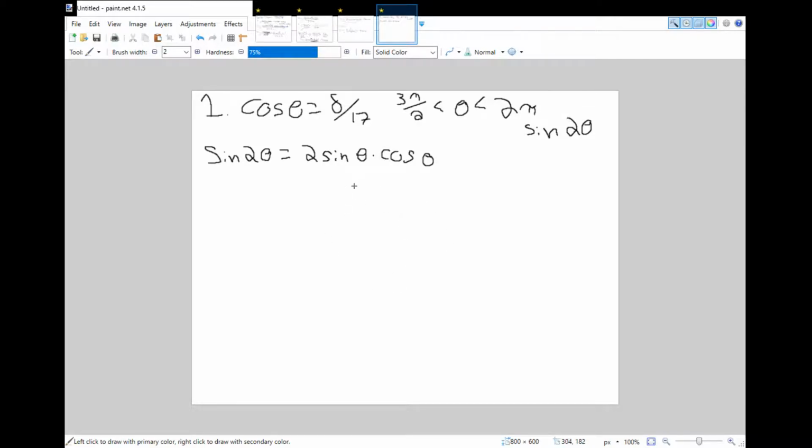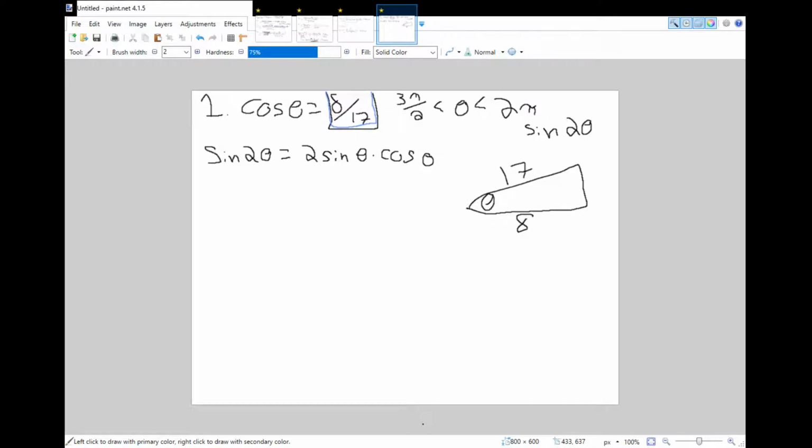Now, to find out what sine theta is, we first have to use this measurement that was given to us. So 8 over 17, which means the adjacent value, if theta is here, is 8, and this is 17. Now, if we plug this into a calculator, you know what, I'm gonna have to do this on my browser.